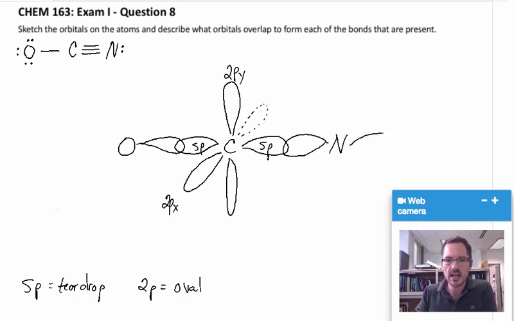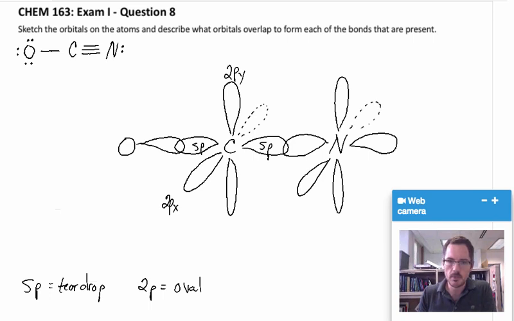So nitrogen is going to get another teardrop. It's going to get 2 ovals, one going straight up and down, and another one going out of the board and into the board. And just for consistency, I'm going to write down sp, sp, 2py, 2px, 2py, 2px, and that should be 2py.